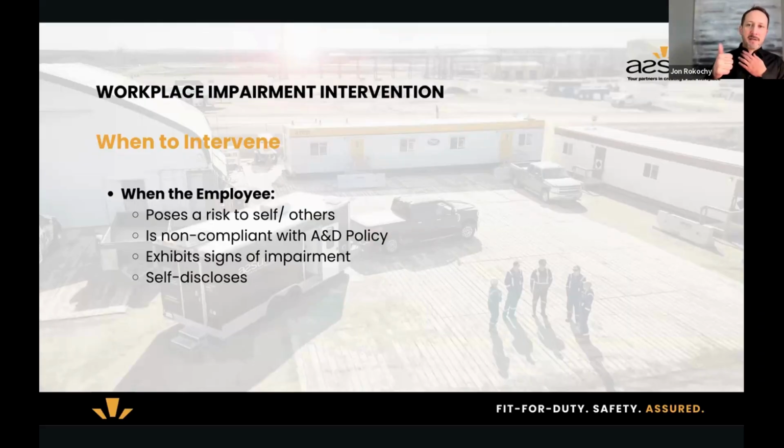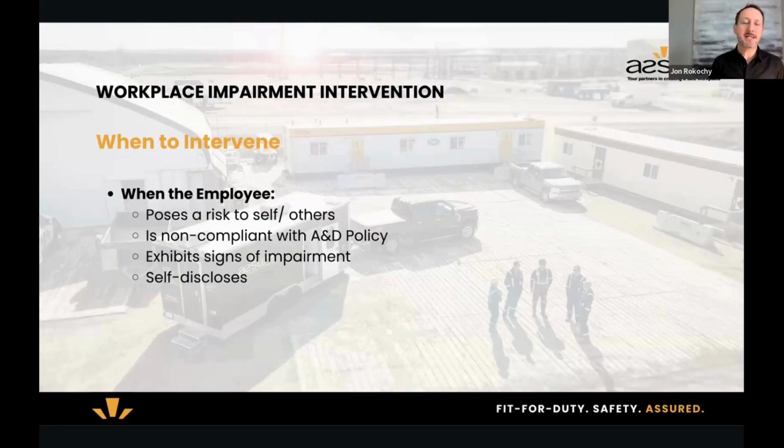We intervene on suspected or reported substance use or impairment, or someone not being fit for duty, when they pose a risk to themselves or others, when they're non-compliant with the drug and alcohol policy. So you know your policy, you know the reasons, what the conditions are when they're compliant, when they're not. So if there's any one of them where they're not, you get to pull them aside immediately and take action and have a conversation with them.